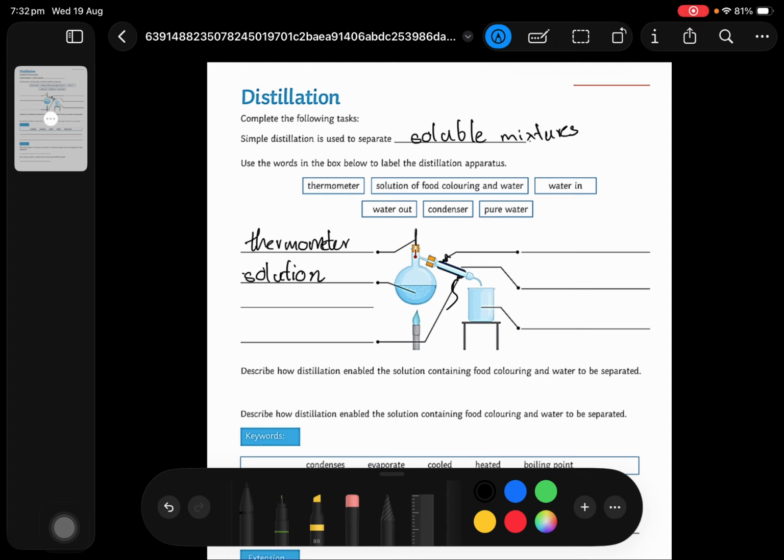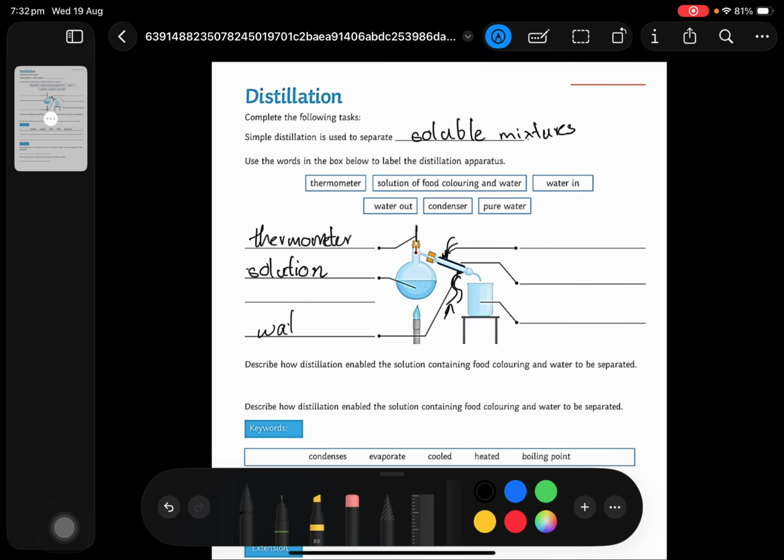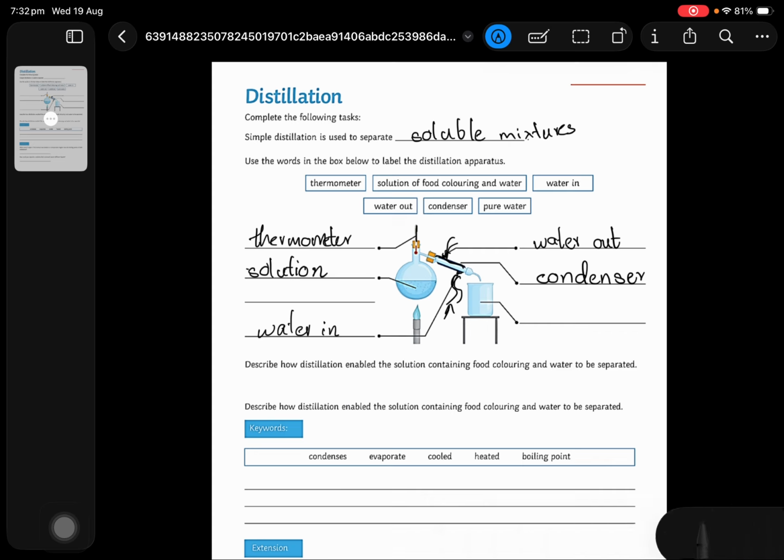Then this is where the water, there's tubes attached here like this. So here is where the water is sent inside to cool the water vapor. So this is water in, and this one is water out. And this part, the black part, which is where the water comes in and out, is called the condenser. And this part is where the pure water is collected, so we can write pure water.